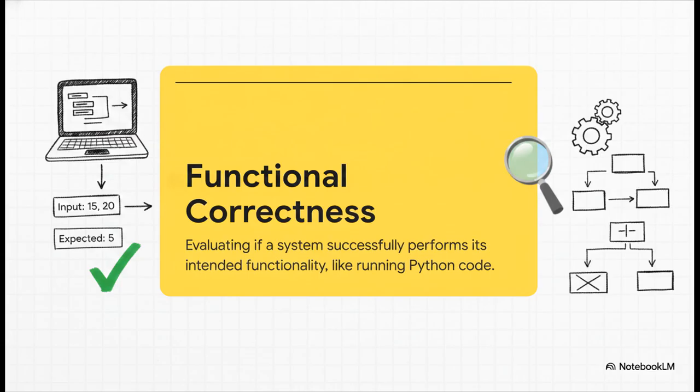Let's say you tell an AI to write a Python script to find the greatest common divisor. You don't just read the code and go, wow, that looks really elegant. No way. You literally plug that code into a Python interpreter and run it. If you feed it the numbers 15 and 20 and it doesn't spit out exactly 5, the model failed. End of story. It's pure execution-based accuracy.